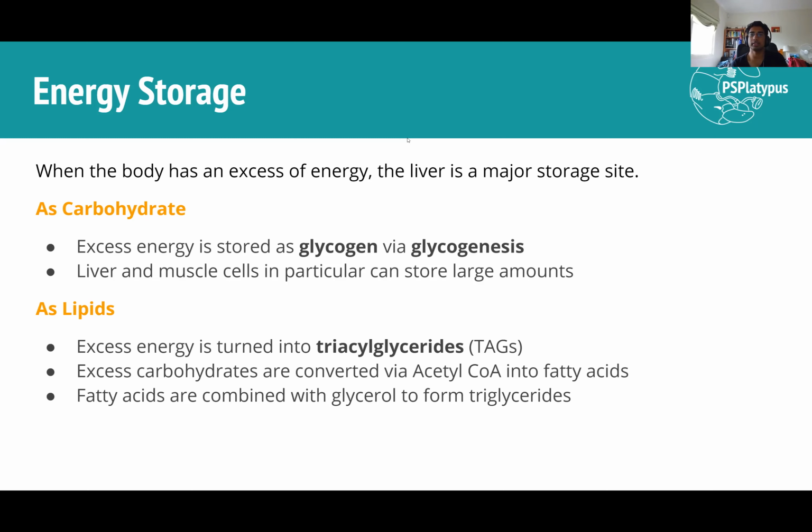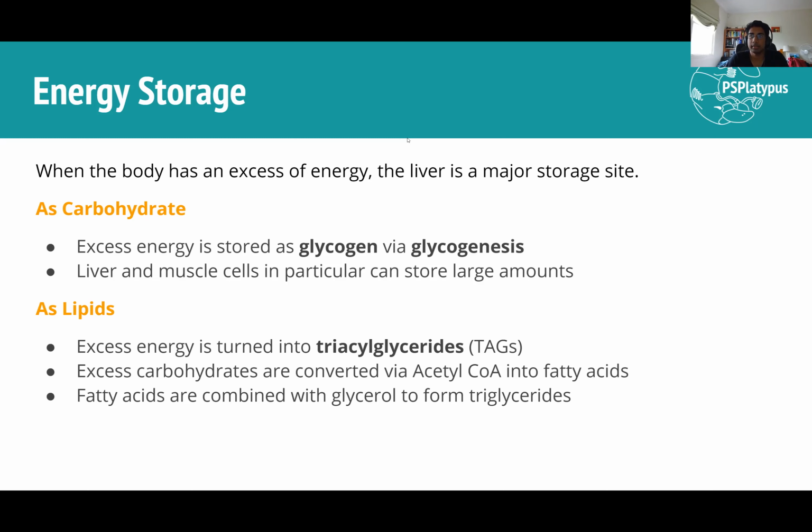So it is sort of the universal step that we can use to convert things from one type to another. So we can convert fatty acids into carbohydrates, and we can convert carbohydrates into fatty acids using the acetyl-CoA intermediary there. So in this case, we turn carbohydrates into fatty acids, and then we combine them with glycerol to make our little TAGs.